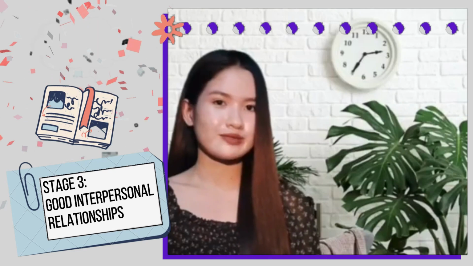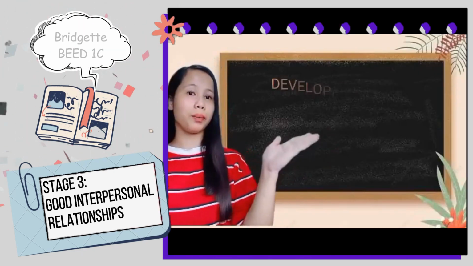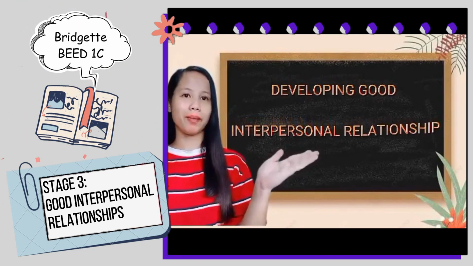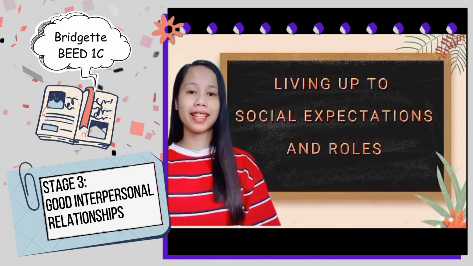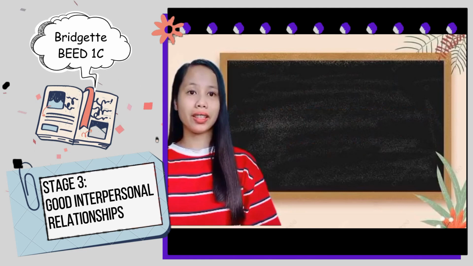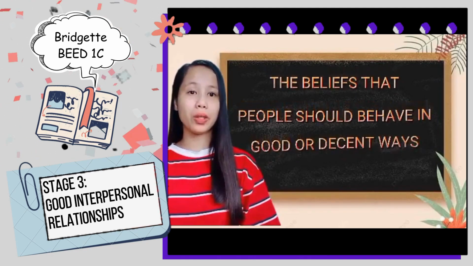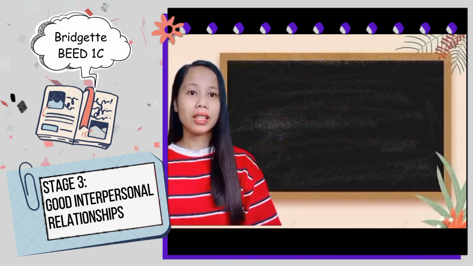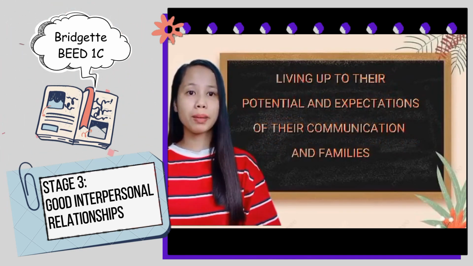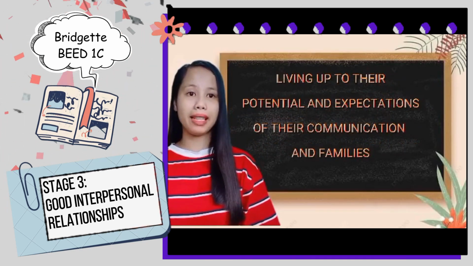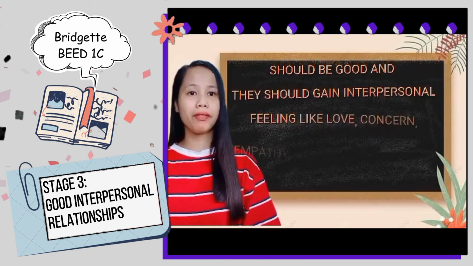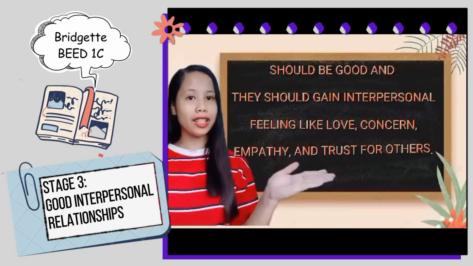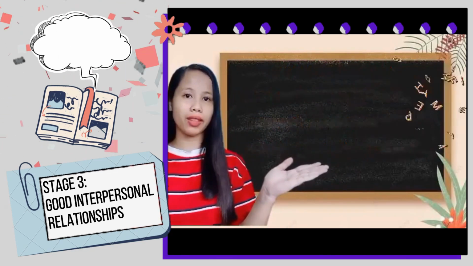This stage is developing good interpersonal relationships. It focuses on living up to social expectations and roles. Teenagers are around this kind of morality. They gain the belief that people should behave in good or decent ways, living up to their potential and the expectations of their community and families. Their motives should be good and they should gain interpersonal feelings like love, concern, empathy, and trust for others.